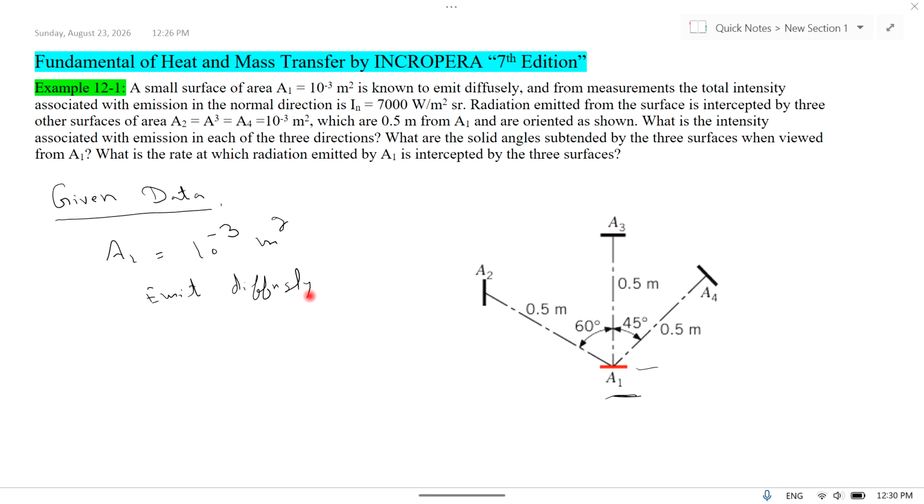From measurement, the total intensity associated with emission in the normal direction is In. The intensity of emitted radiation in the normal direction is 7000 watt per meter square per steradian.